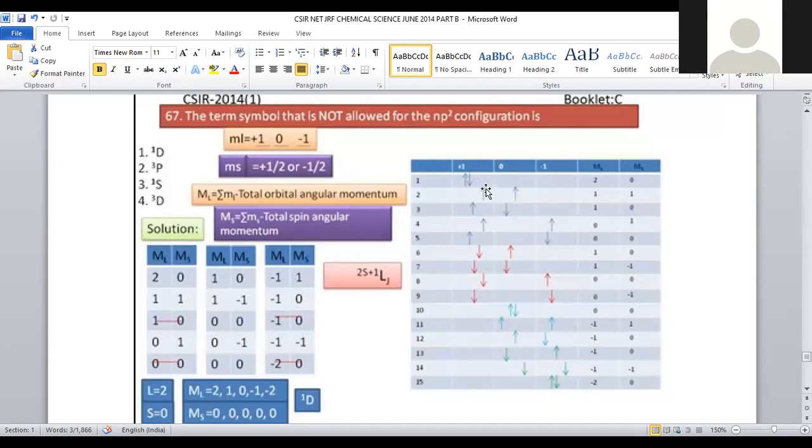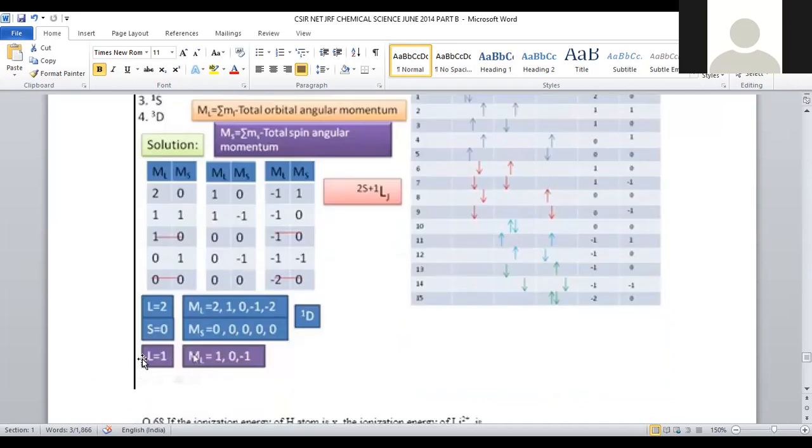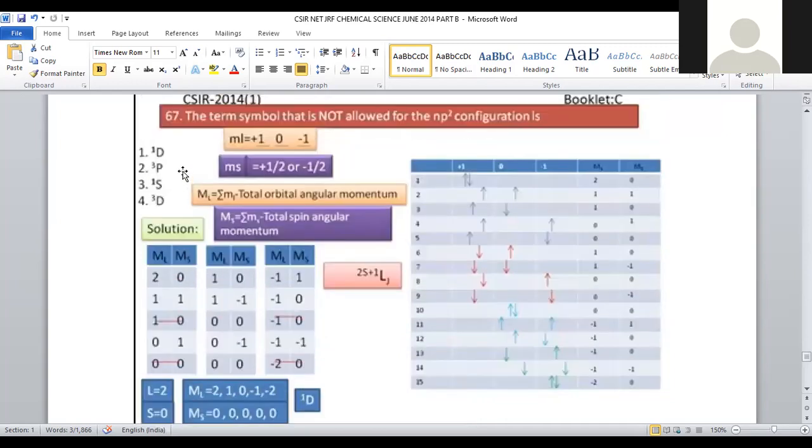Electron is present in the +1 level and 0 level. So with +1 and 0, what will the L term become? Only +1 is there, so the L term becomes 1. If L is equal to 1, that is denoted with P. That P is provided in option number 2.